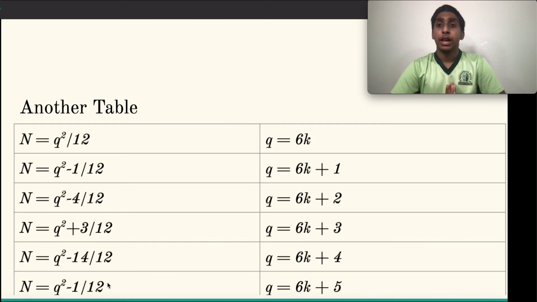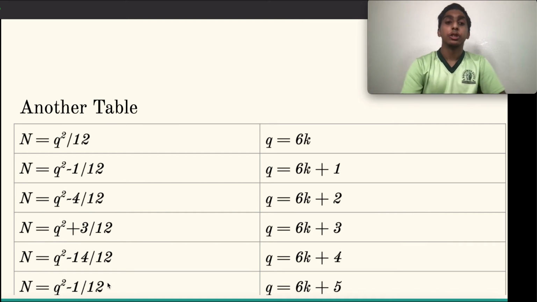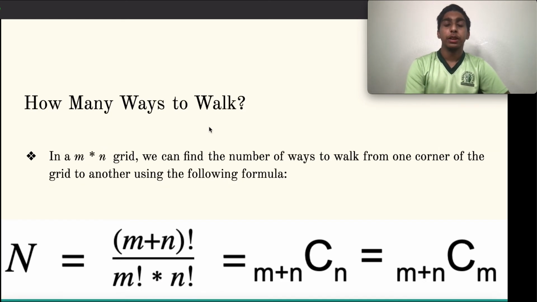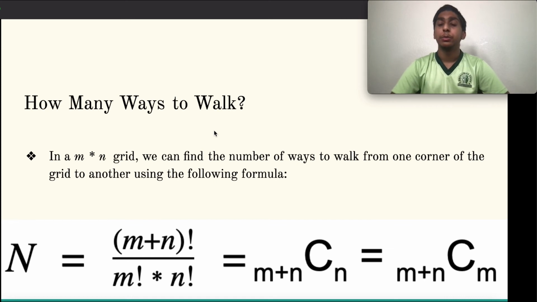Alright, so that gives me a lot of help now. Now I know what formula to plug in to find the number of possible triangles. So I scroll back real quick to my problem, and I find that I can just plug in my q. Q squared minus 1 is 25 minus 1 over 12, which is 24 over 12. I've written it out here, which is equal to 2. This means we can only form 2 different triangles with a given perimeter, provided that the lengths must be integers. Now, if the lengths could be decimals, we could probably find infinite triangles, but this is only when the lengths are integers. Okay, so let's move on to the last topic for today, how many ways to walk.